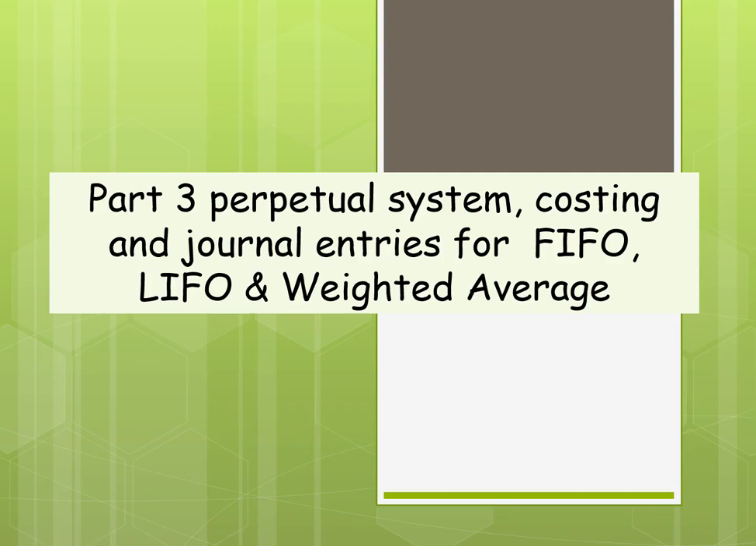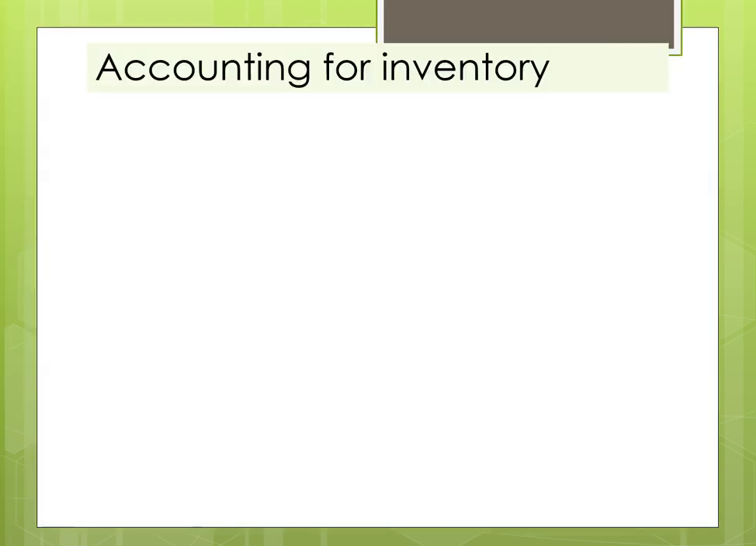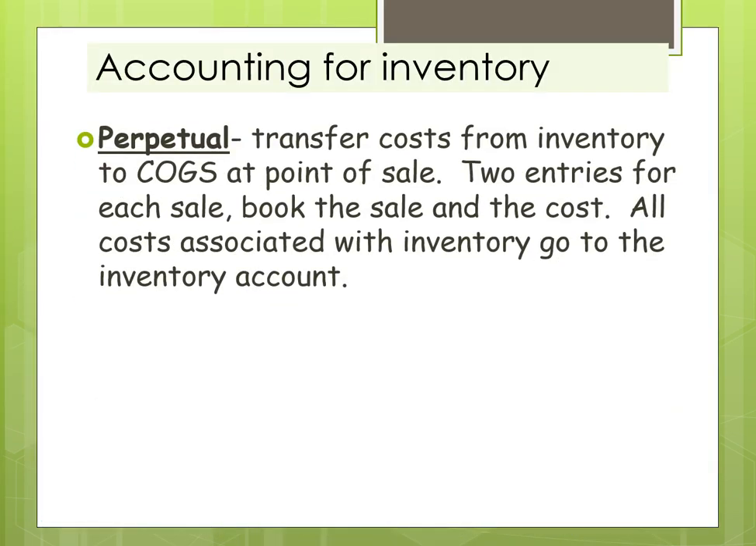Part 3, chapter 8. Now we're going to look at the perpetual system. We're going to look at costing and journal entries for FIFO, LIFO, and weighted average. Again, the thing to remember when we're recording using a perpetual system is that we have to figure out cost of goods sold every single time we make a sale, so there's going to be two sets of entries.